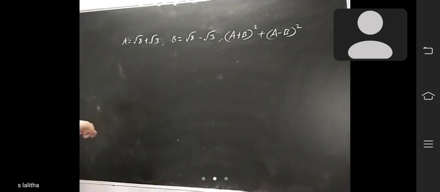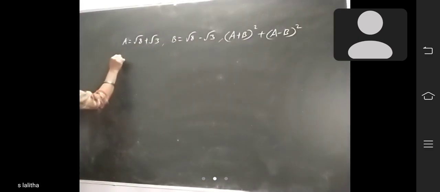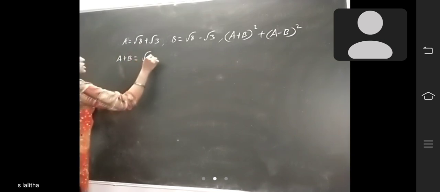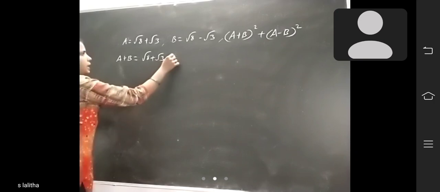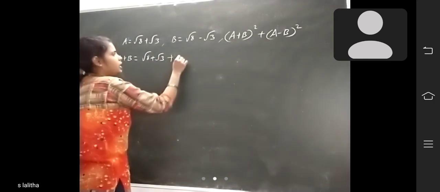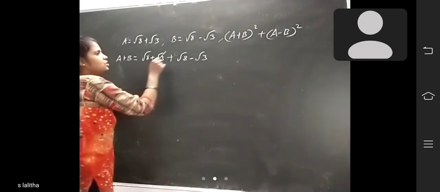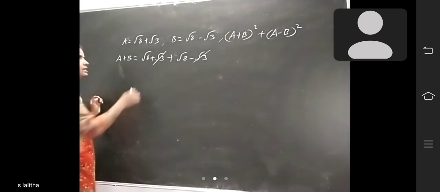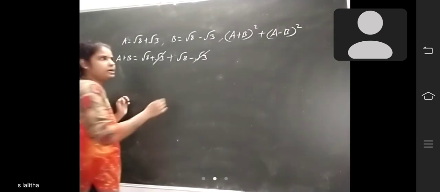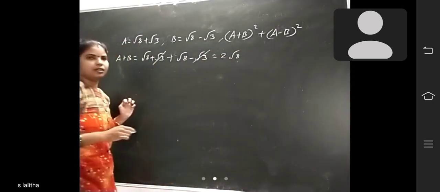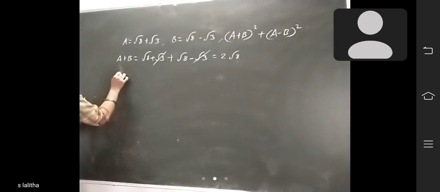Okay. So first you can do a plus b. What is the value of a plus b? a value is root 8 plus root 3, plus b value is root 8 minus root 3. Okay. So plus root 3 minus root 3 will be cancelled. Root 8 plus root 8, how much? 2 root 8.